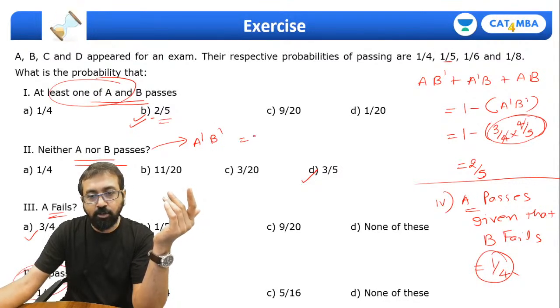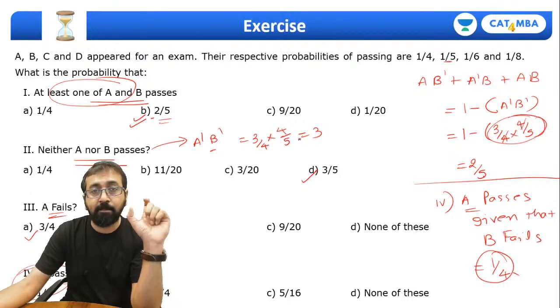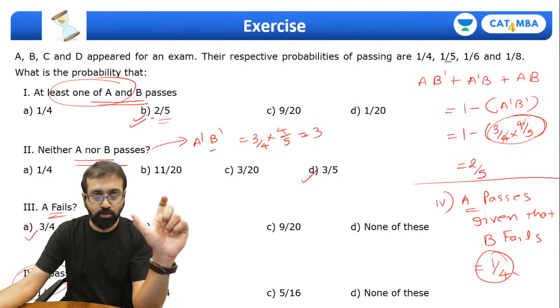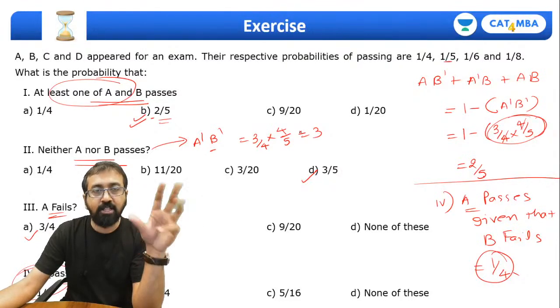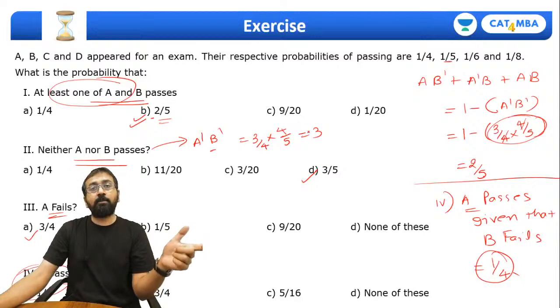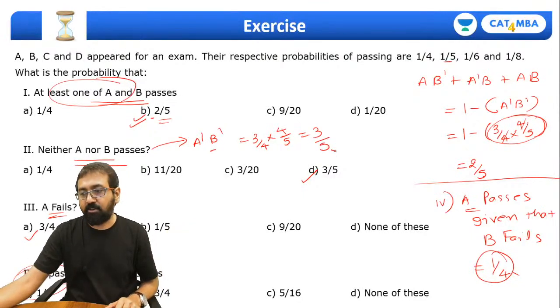So what is the probability of A failing? 3 by 4. What is the probability of B failing? 4 by 5. So both failing will be 3 by 4 into 4 by 5. See, we are applying that rule of multiplication over here also. If we want A to fail and B to fail, we'll multiply their individual probabilities of failing. So we'll get the answer as 3 by 5.